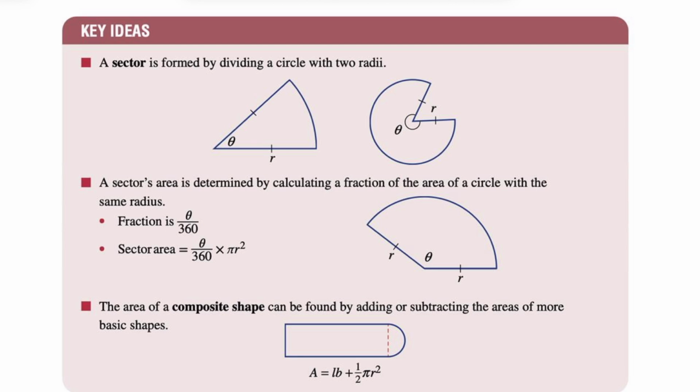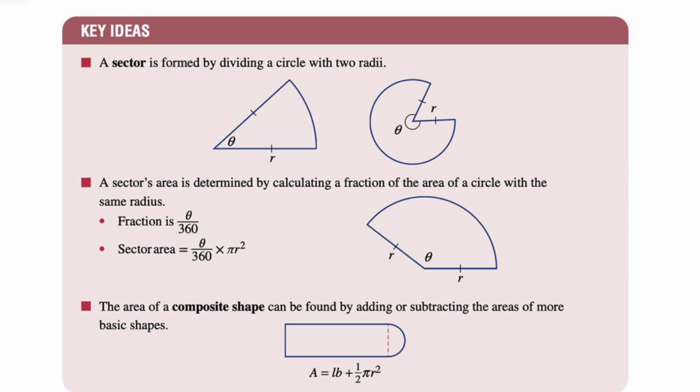So to start off with, the key thing we need to consider is, well, what is a sector? A sector is formed by dividing a circle with two radii. So notice what I'm essentially looking at is a slice of the circle or a part of the circle. So here, if you ever see a circle that is incomplete, I want you to think about it as a sector, or here if I've taken a slice.